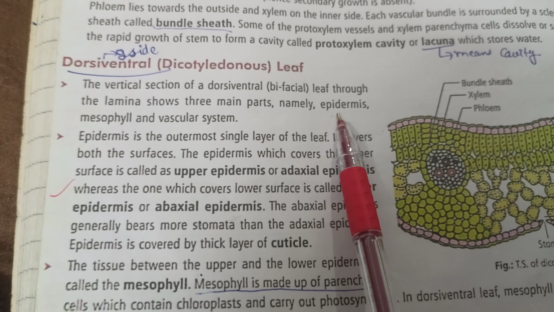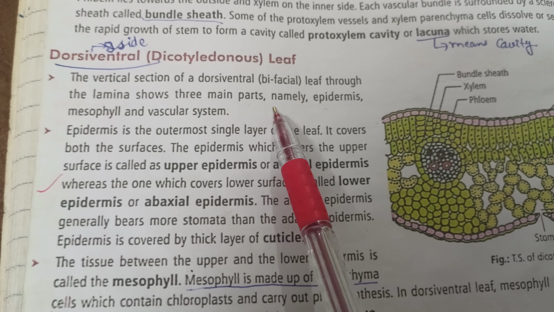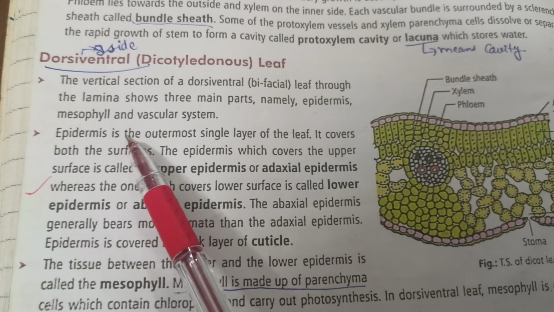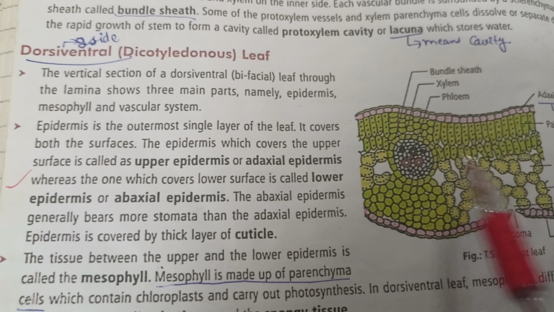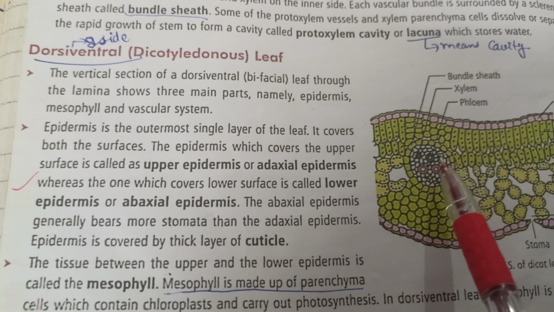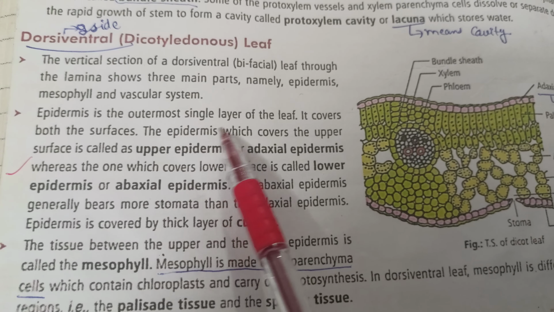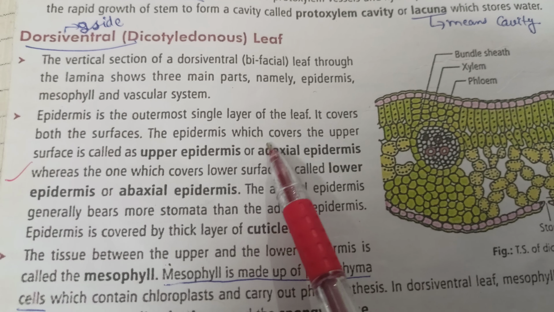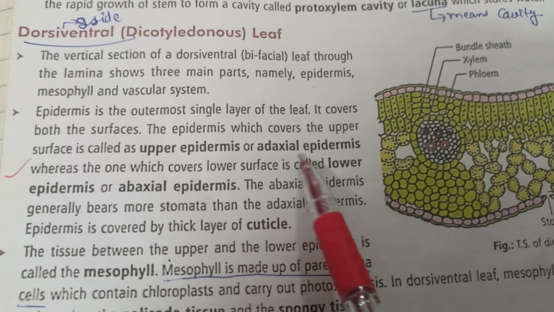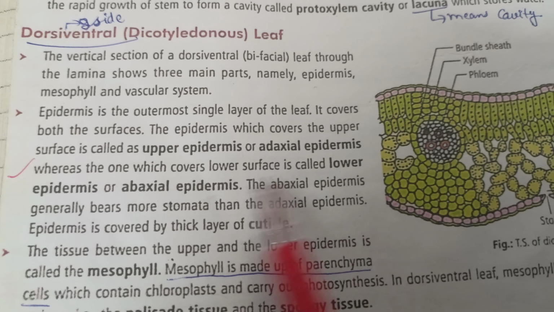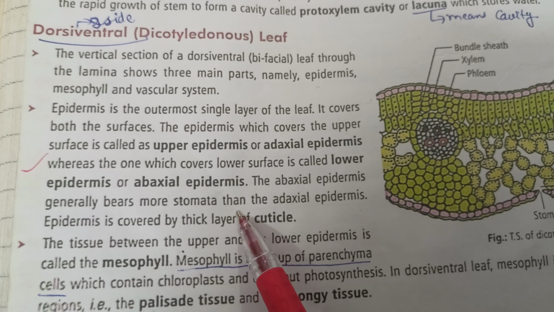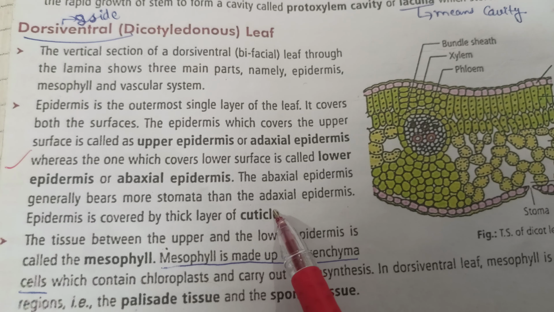A bifacial leaf means two surfaces are there, and three main parts are there. One is the epidermis, the outermost layer, then the mesophyll, and the vascular system. Epidermis is the outermost single layer of the leaf and covers both surfaces. The upper surface is called upper epidermis or adaxial, and the lower surface is called lower epidermis or abaxial. The abaxial, that is the lower one, contains more stomata than the adaxial.